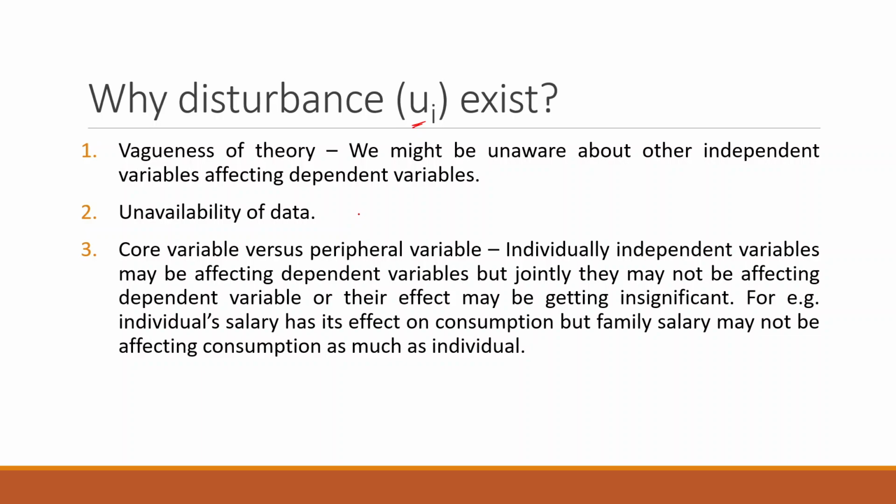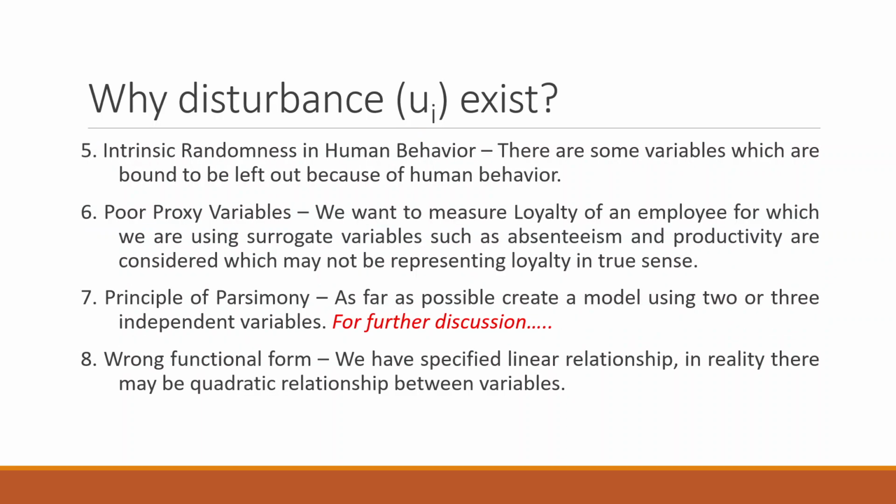Third, core variable versus the peripheral variable. It is possible that individually independent variables may be affecting the dependent variable, but jointly they are not affecting. For example, individual salary has its effect on consumption, but when I talk about family salary, it does not affect the consumption as much as individual.